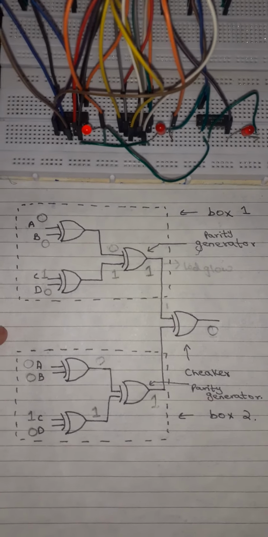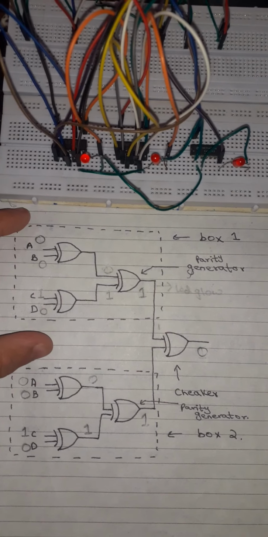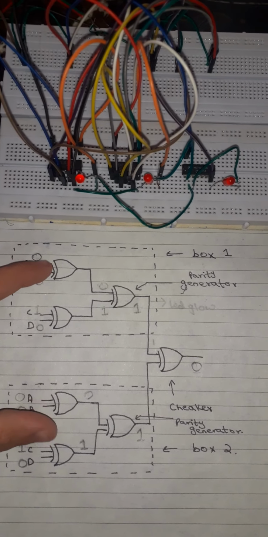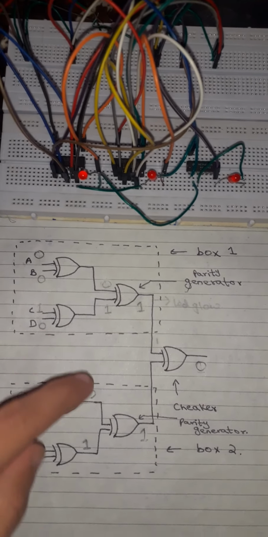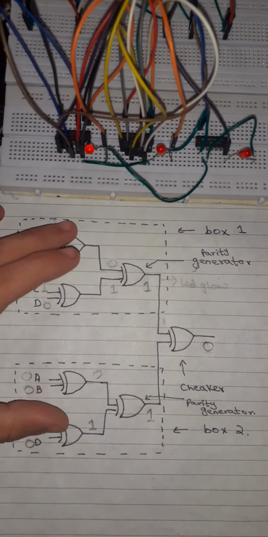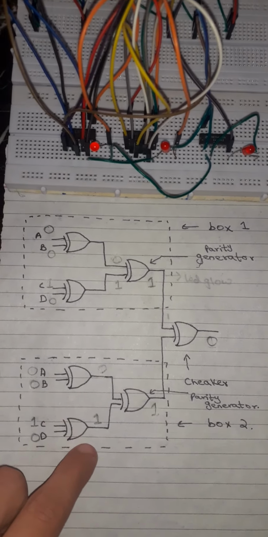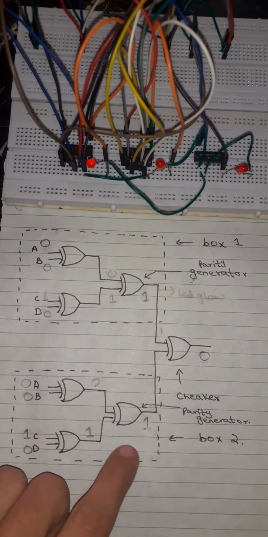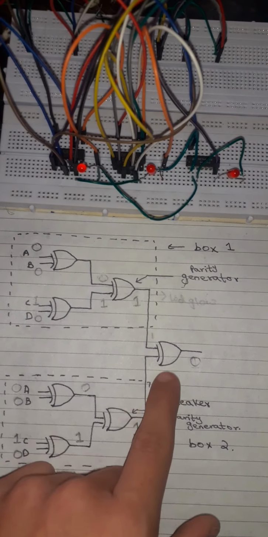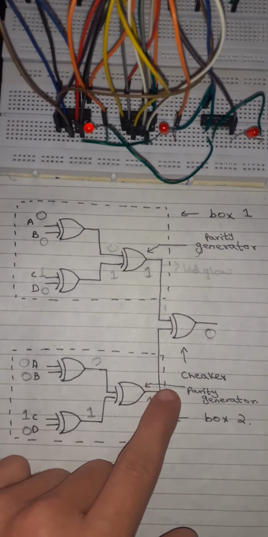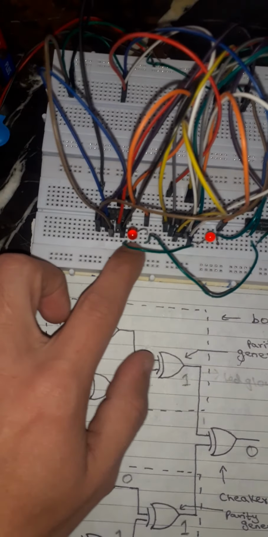Now in the logic diagram I can see that I've made two circuits, which are bounded in two boxes. This is box 1 and this is box 2. They are the same circuit, as we can see that box 1 is the mirror of box 2. And I have made this circuit only to give the checker input. Now in hardware, this is my box 1.